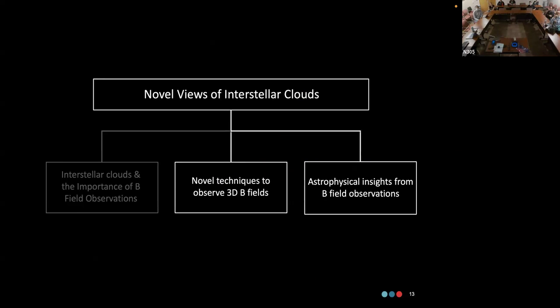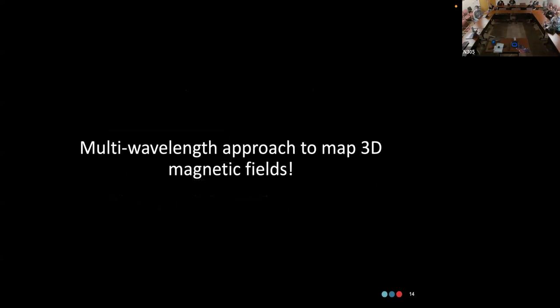So hopefully I've convinced you that we need to observe magnetic fields in 3D, and magnetic fields are cool and important. So now let's talk about the techniques that we developed to observe magnetic fields in 3D. And first, let's start with common techniques of observing magnetic fields. There are different ways to observe magnetic fields across the spectrum, and we actually need multi-wavelength observations to reconstruct the 3D magnetic field.